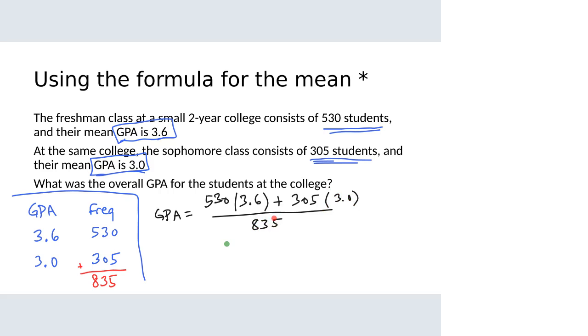So I'm going to find the mean here. 530 times 3.6 is 1,908. And then 305 times 3.0 is 915. And I'll need to divide by 835. We'll add those together: 2,823 divided by 835. Rounded to the nearest hundredth, 3.38.